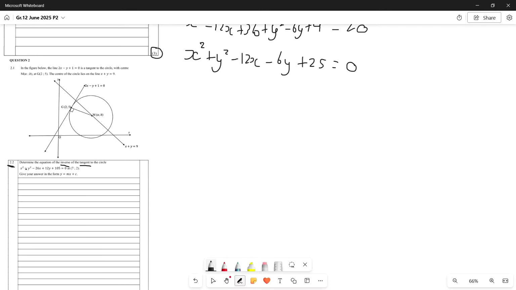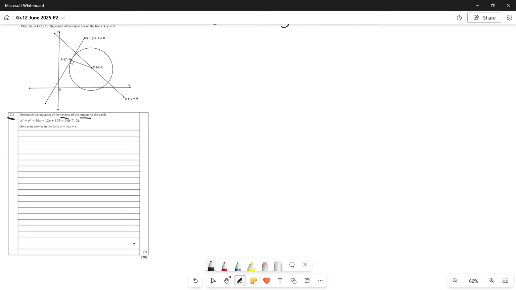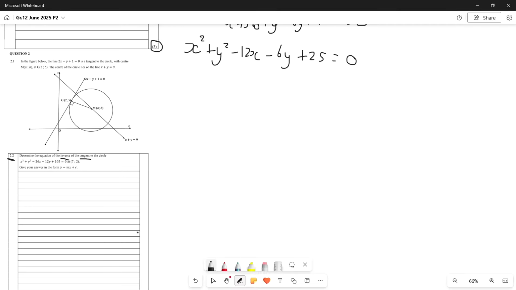So this new circle with its own equation intercepts at 7 and 2. Okay, so that is the point on the circle. And then it says, give your answer in the form of y equals mx plus c. So this is a 7-mark question. So let's break it down step by step.